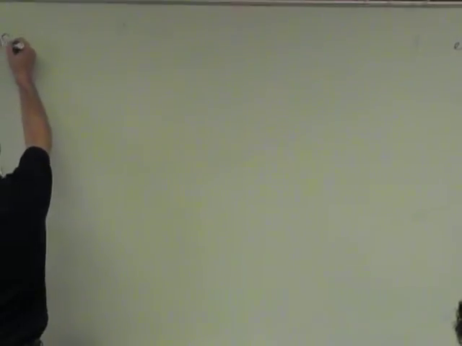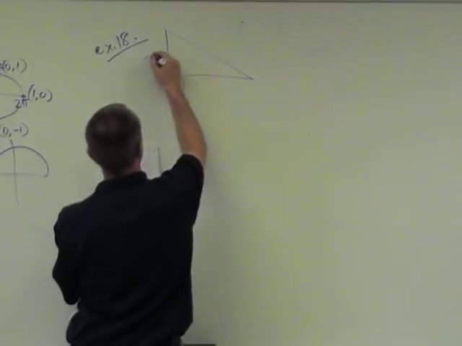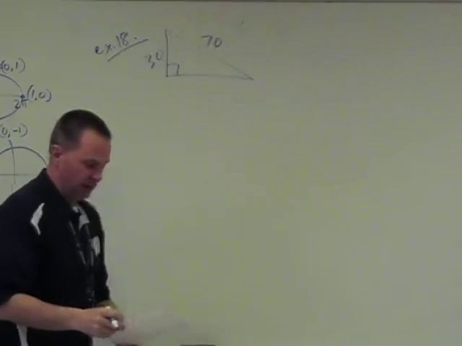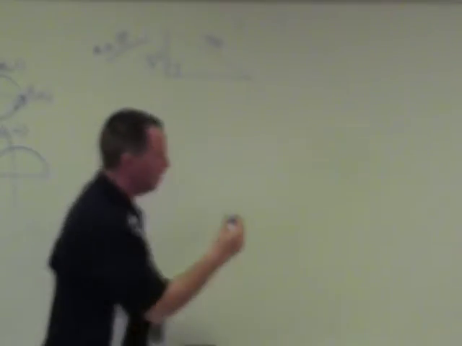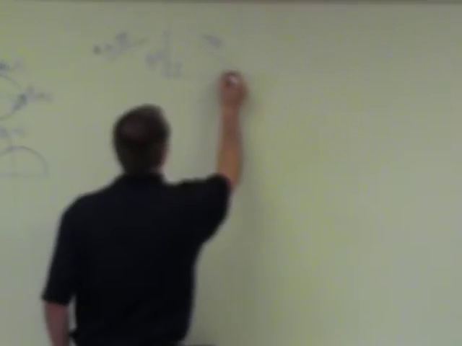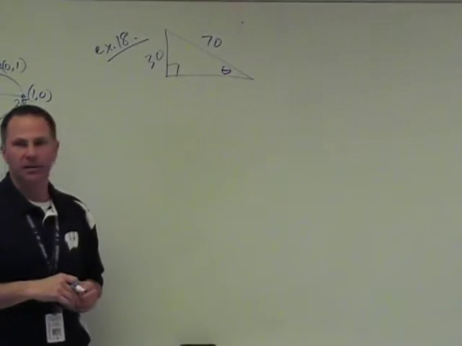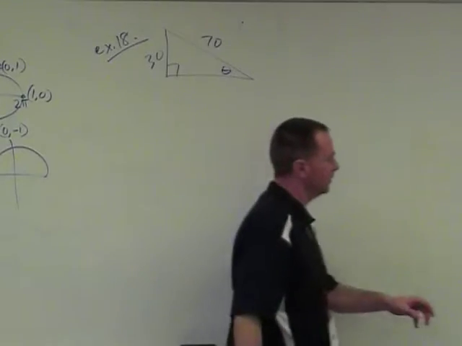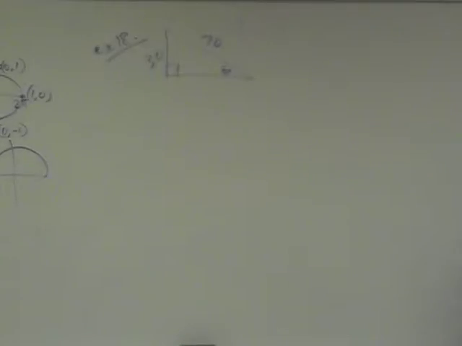Example 18. Here's a nice, neat right triangle. Short leg is 30, your hypotenuse is 70. You guys tell me what the degree of, let's do this one, that angle is. So I'll give you guys a few minutes to figure it out. Use your basic trig functions to figure it out. Opposite, adjacent, hypotenuse.